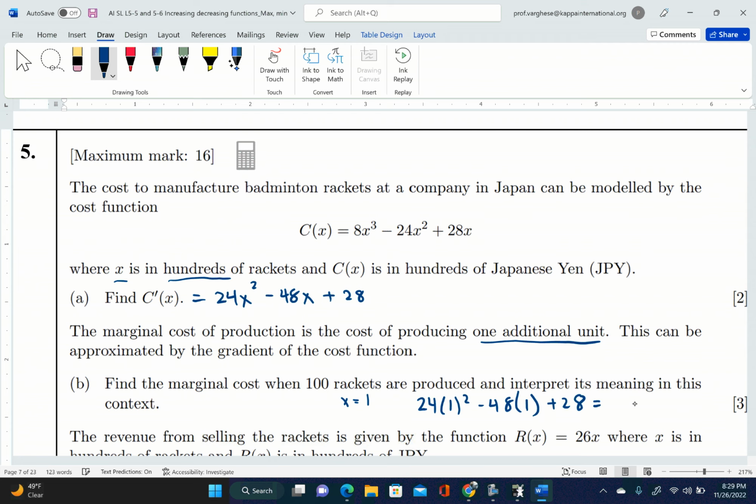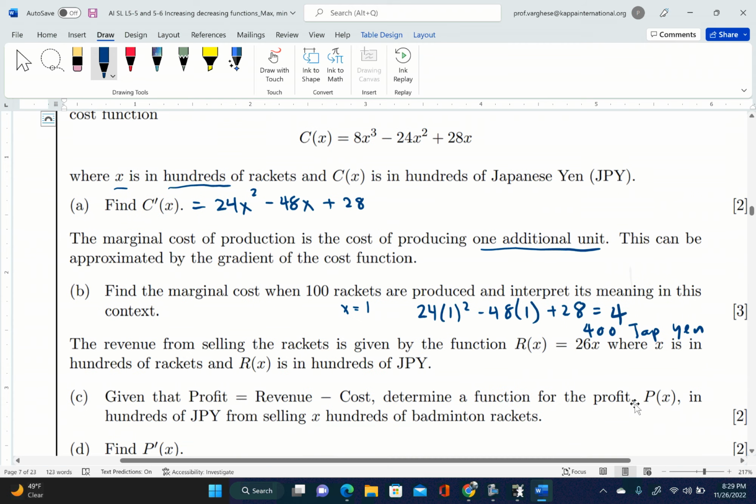And then we have to explain its meaning. When you do this, it is going to equal straight up 4. Okay, so what does that mean? This is 4 hundreds of Japanese yen, so this is 400 Japanese yen. Perfect. So the marginal cost when 100 rackets are produced is 400 Japanese yen. For every additional racket that's produced, the cost increases by 400 Japanese yen. That is in context, interpreting the meaning in this question.